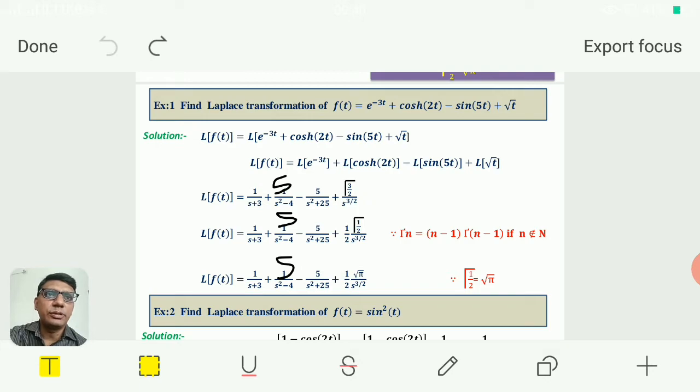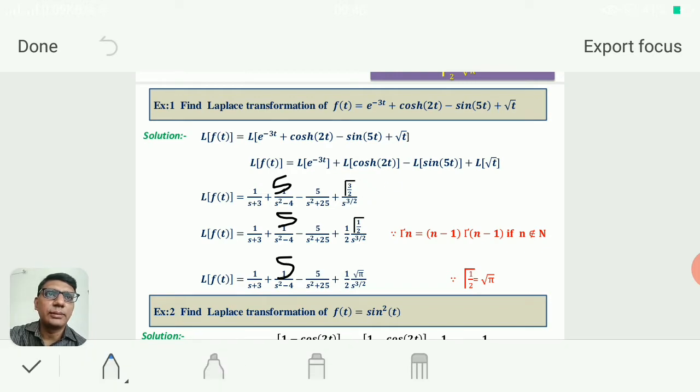We apply the linear property of the Laplace, so Laplace of f(t) can be written like this: Laplace of f(t) equal to Laplace of e raised to minus 3t plus Laplace of cos hyperbolic 2t minus Laplace of sin 5t plus Laplace of root t. Here we separate the Laplace in each term. Now we apply the Laplace of each function.